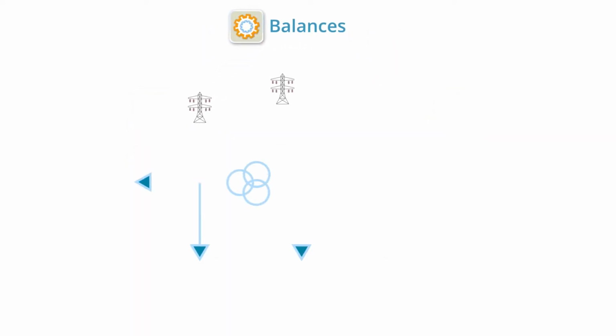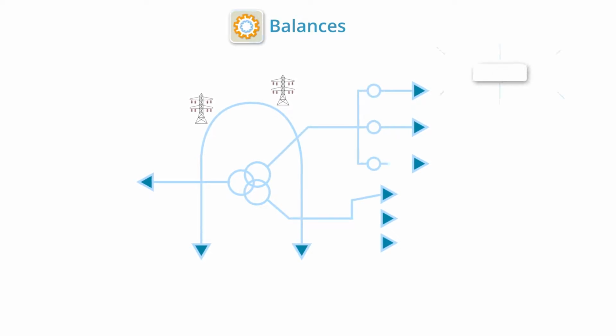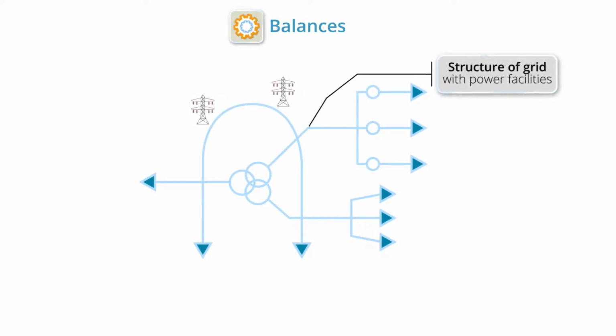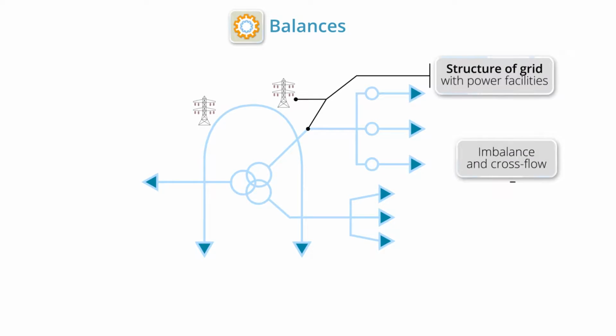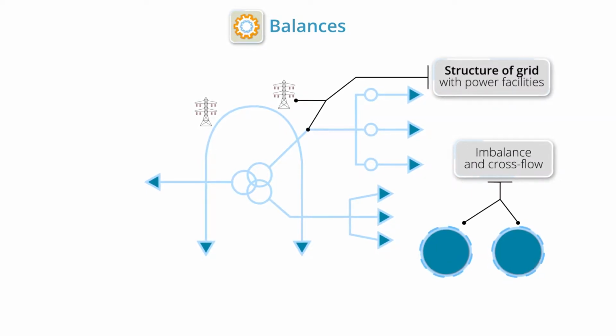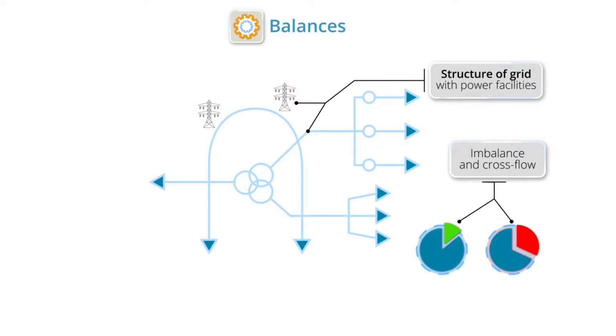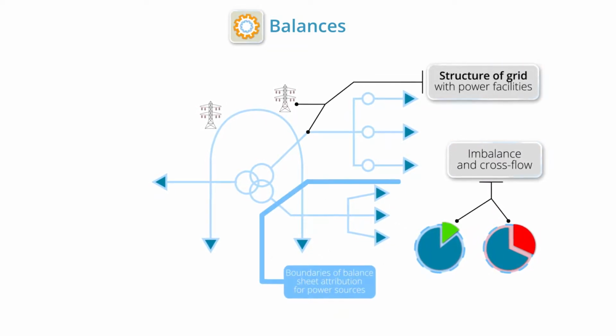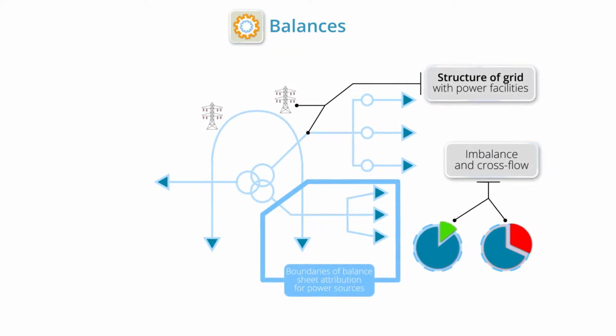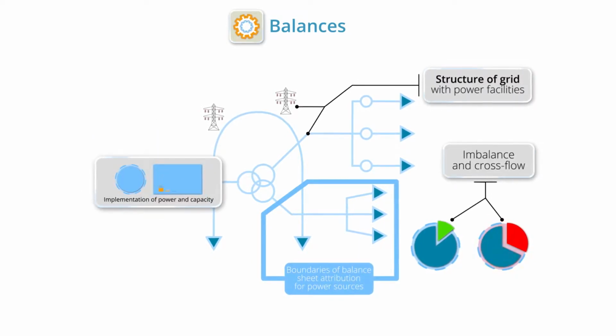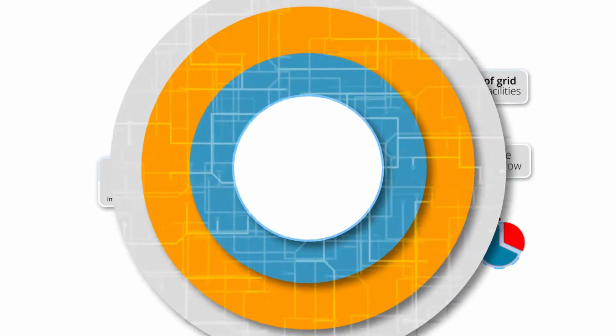Balances. This module is introduced through a digital map of the grid, which allows you to see the structure of the grid with all its power facilities. Electricity distribution system, making calculations of permissible and actual imbalances and cross-flow of the electric energy in the power facilities. It considers the boundaries of balance attributed to a power source, then analyzes the results implemented to power and capacity.